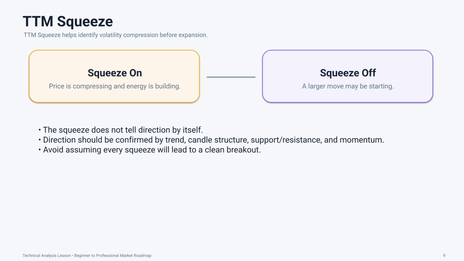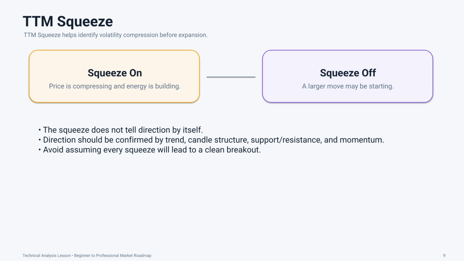When the squeeze turns off, it may mean the compression is ending and a larger move may be starting, but this is very important. The TTM squeeze does not tell us the direction by itself. It tells us that energy may be building, but it does not automatically tell us whether price will break up or break down. That is why direction should be confirmed by other things, such as trend, candle structure, support and resistance, and momentum.